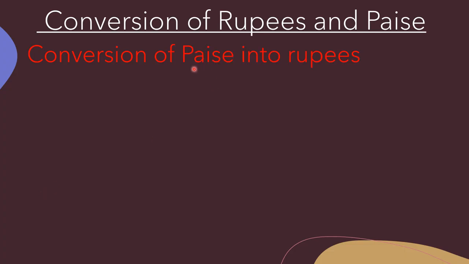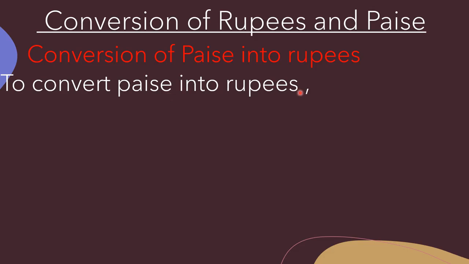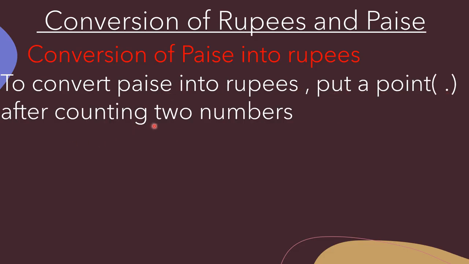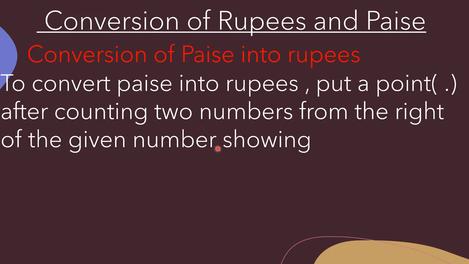Now the next one is conversion of पैसे into rupees. अब हमें पैसे को rupees में convert करना है. So what we will do for it? To convert पैसे into rupees, put a point after counting two numbers from the right of the given number showing पैसे.